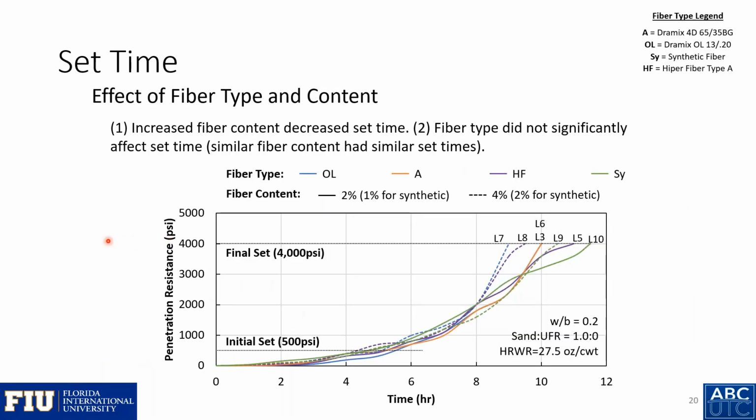So we looked at the effect of fiber type and content on the set time, and we found in general that when we increased our fiber content, it decreased our set times, and the fiber type didn't have a significant effect on the set time. So here with the increased fiber content up to 4%, we saw the decrease in set time compared to our 2% fibers.